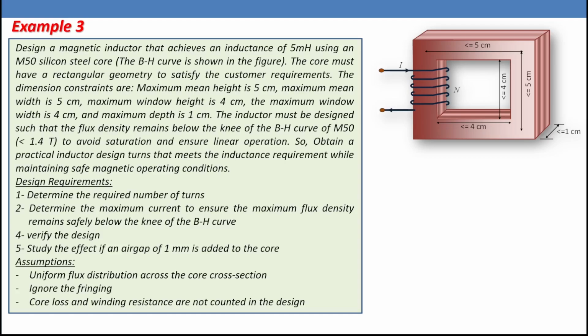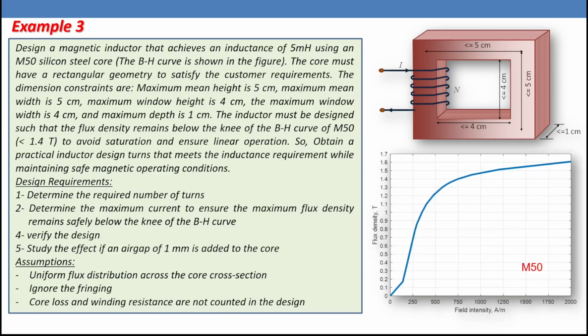Let's take another example. Example number 3. In this example, we are going to design a specific value for a magnetic inductor. So design a magnetic inductor that achieves an inductance in the range of 5 millihenry. We are going to use M50 silicon steel core, where the typical BH curve for the M50 is shown in the figure. The core must have a rectangular geometry to satisfy the customer requirements. Maybe there is a limitation in the circuit board.